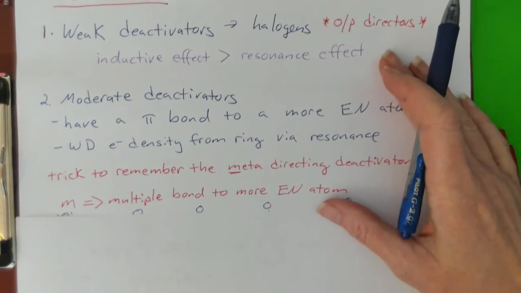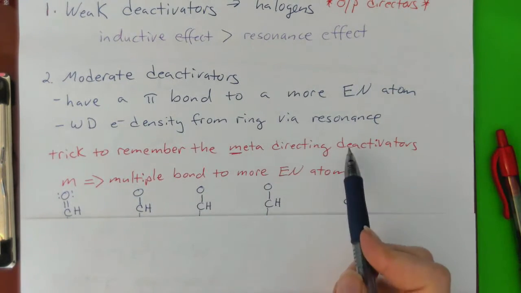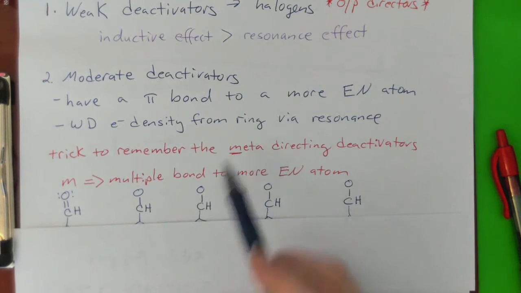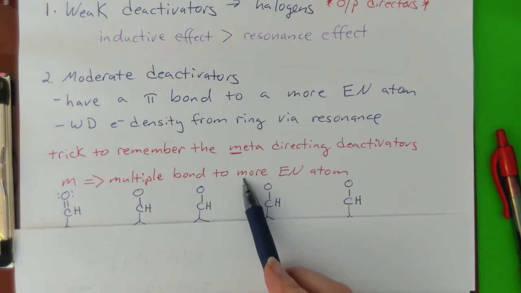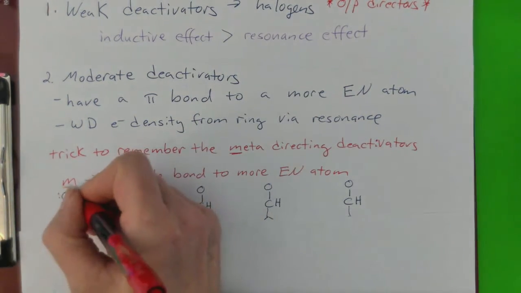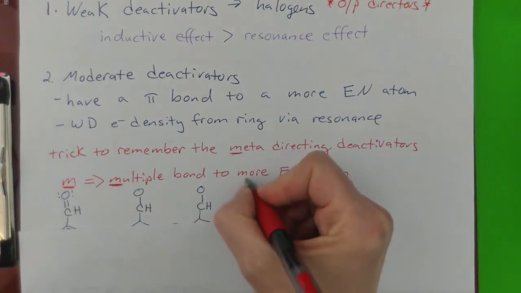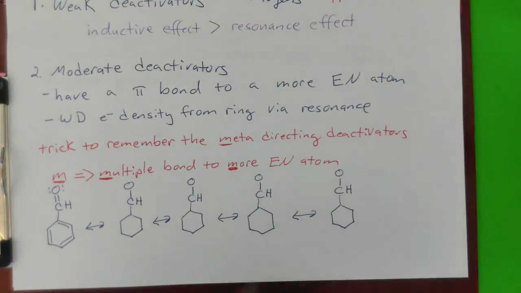And the little trick for remembering these, the meta-directing deactivators: M for meta, M for multiple bond. So a double bond is an example of a multiple bond, right? A multiple bond to a more electronegative atom. So again, the M's: M for meta, multiple bond to a more electronegative atom. So let's look at an example of that.